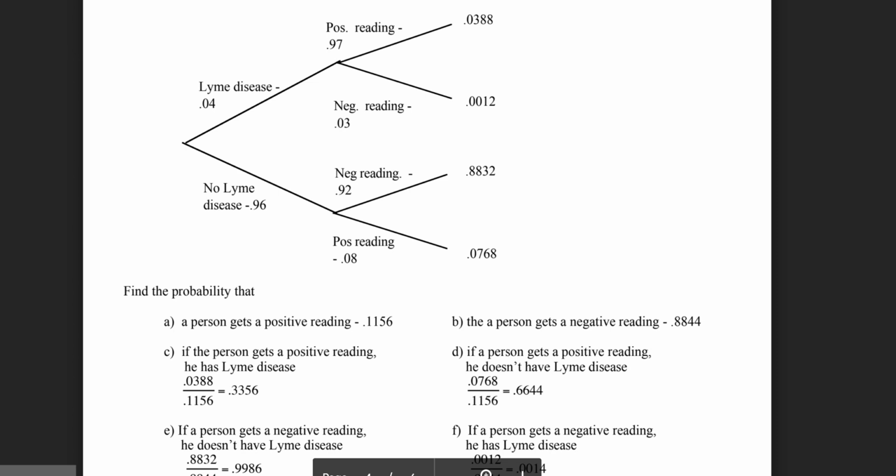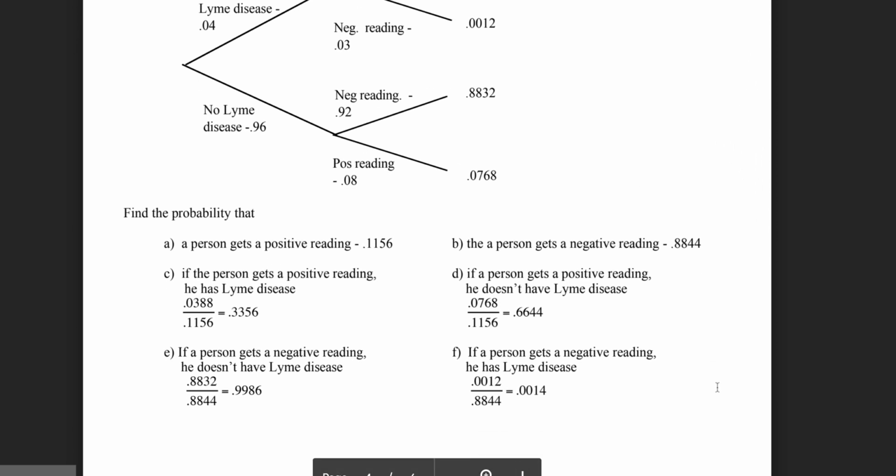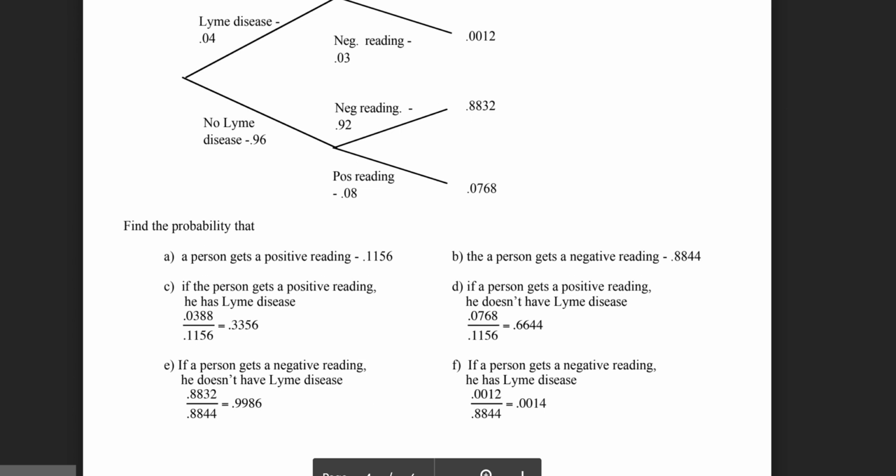And I'm sure the test is set up that way so that you'd rather err in the direction of telling someone they might have Lyme disease and then checking it out further, versus someone who actually has it and you tell them they don't and they go away thinking that they don't have it. You don't want that situation, right? You'd rather have the other way. So you're going to see down here the difference.